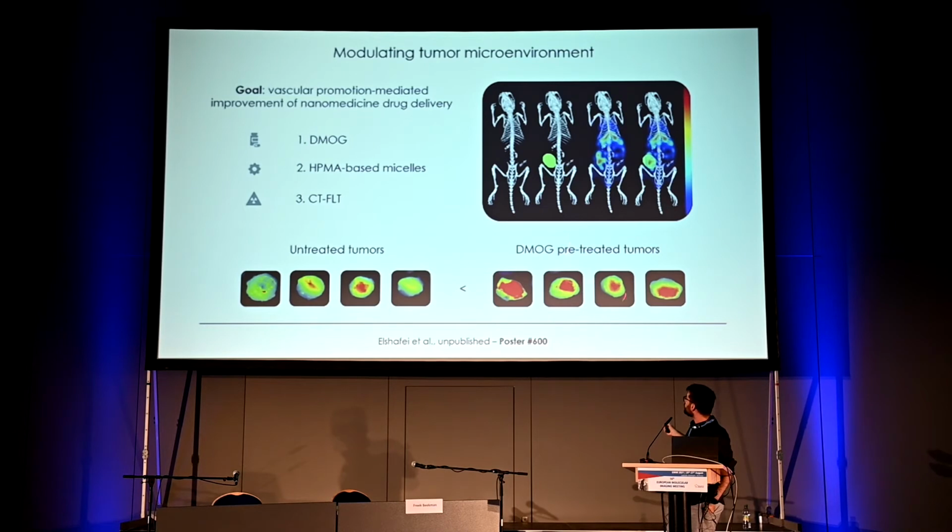And we see the untreated versus DMOG-treated mice. So here, the tumor microenvironment has been primed. We can see much nicer micelle accumulation. If you are interested in this study, I would like to redirect you to poster number 600. My colleague Asma El Safei will present this entire study.